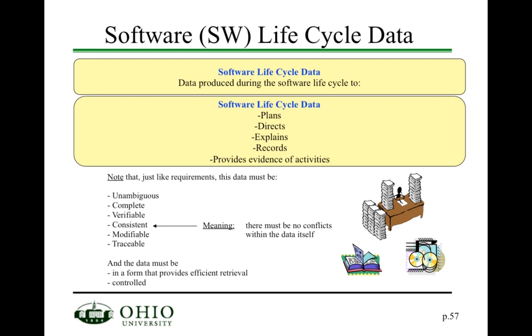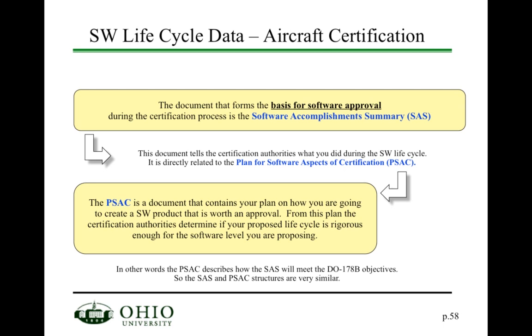So make sure that this data is unambiguous, complete, verifiable, consistent, modifiable, traceable. In other words, all the ingredients that we said were good attributes for requirements. Now, the software data is very important for aircraft certification. In the end, before you get software approval, remember, you cannot certify software. You certify a product. Software just gets approved by the certification authorities.